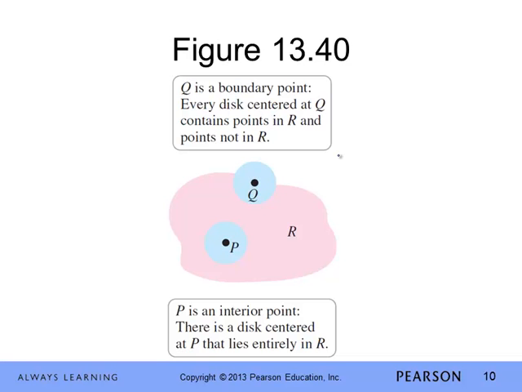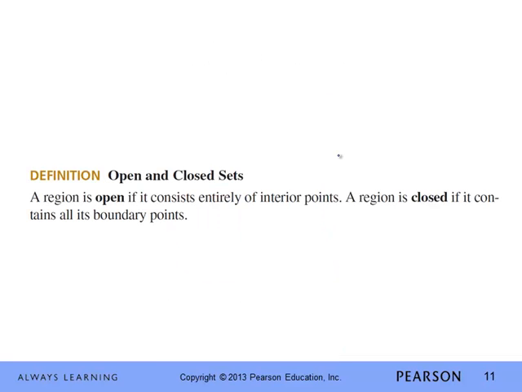And Q is a boundary point because of the fact that every disk, no matter how small, that we place centered at Q, part of it will contain some of R, and part of it will be outside of R. Okay, we need to have those concepts and definitions down in order for us to now talk about what it means to have a set that is open and what it means for a set to be closed.